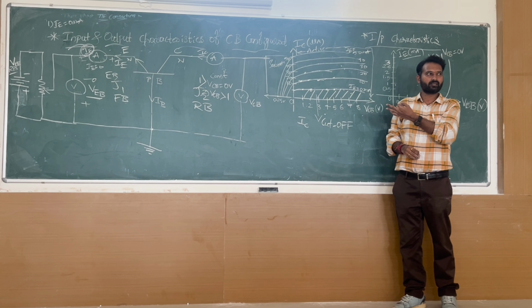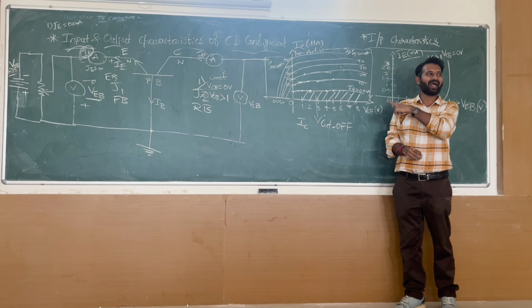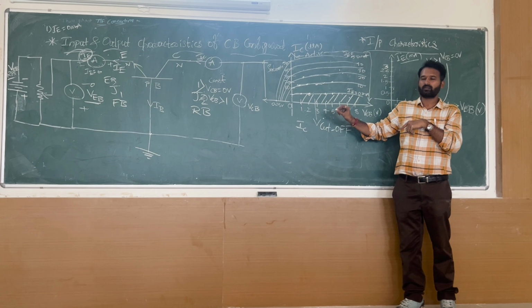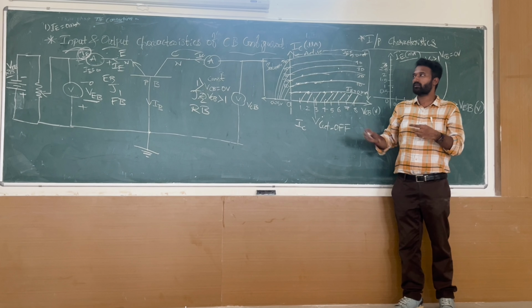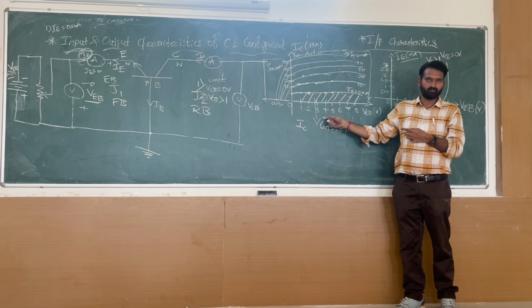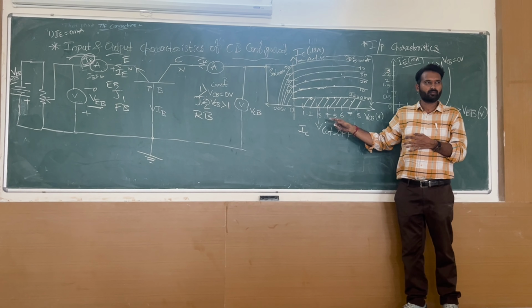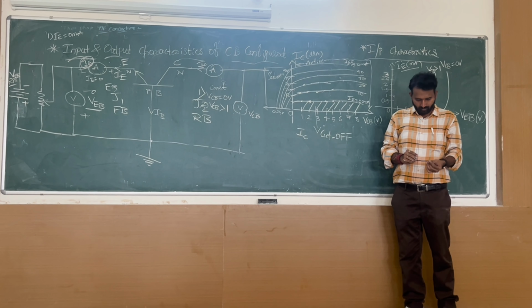So there are three regions: saturation region, active region, cutoff region. I will explain further in the configurations what you mean by them. Understood with this? Clear?